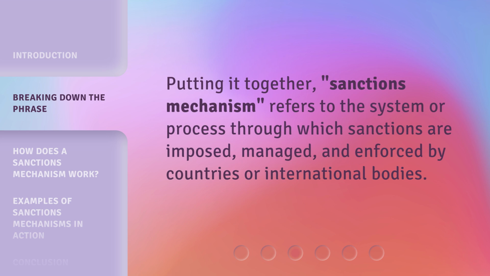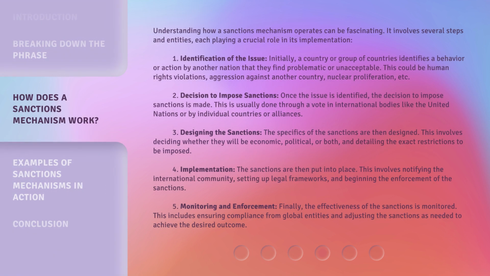Putting it together, sanctions mechanism refers to the system or process through which sanctions are imposed, managed, and enforced by countries or international bodies. Understanding how a sanctions mechanism operates can be fascinating. It involves several steps and entities, each playing a crucial role in its implementation.